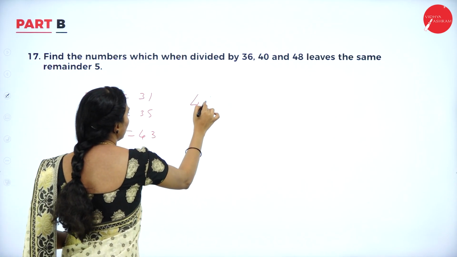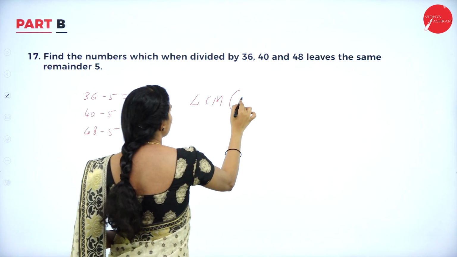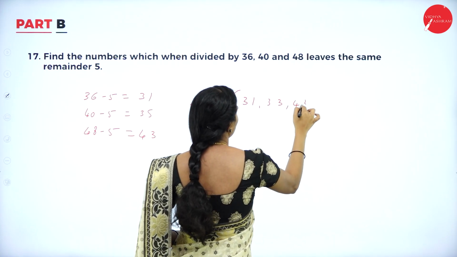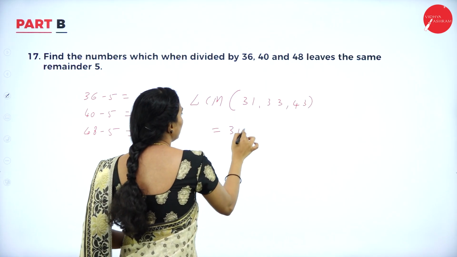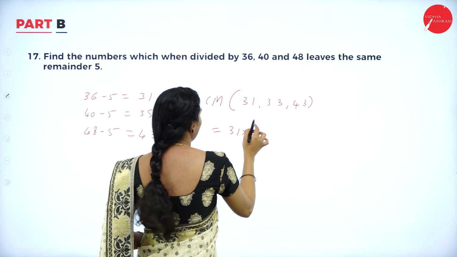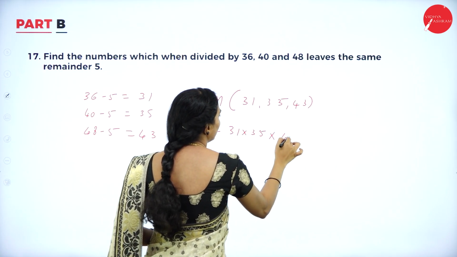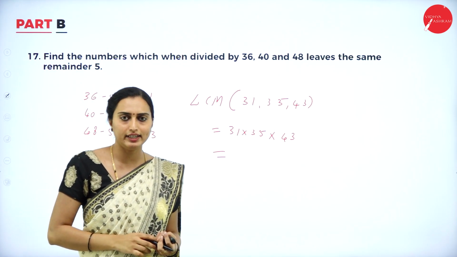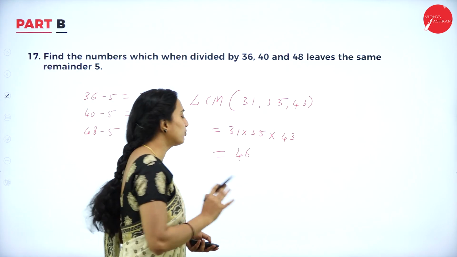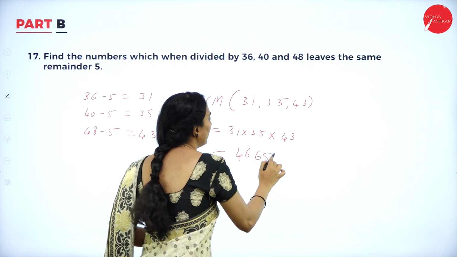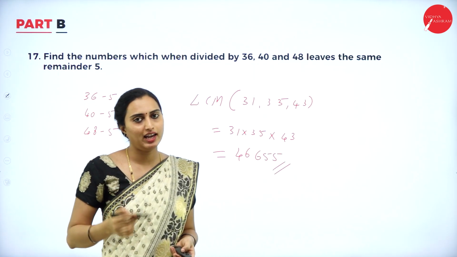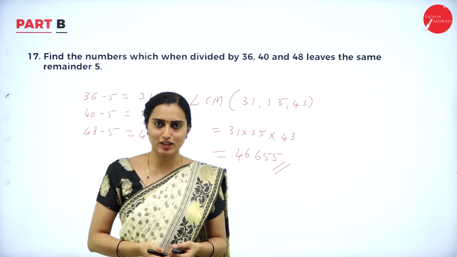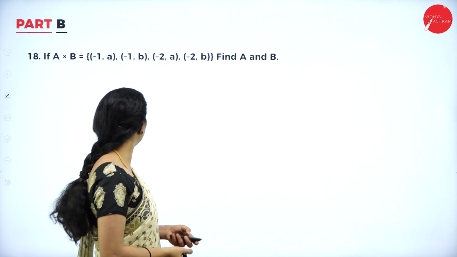So find the number means least number only. The LCM of 31, 35 and 43 is equal to 31 into 35 into 43. So the answer you are going to get after calculating is 46,655. So this is your LCM. Find the number means you have to find out the least common multiple. Okay, fine. So now we'll be moving on to the next question.